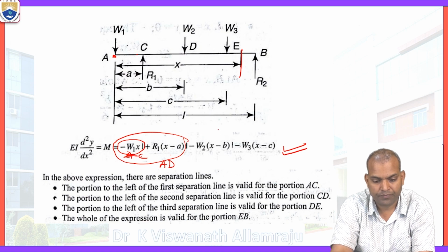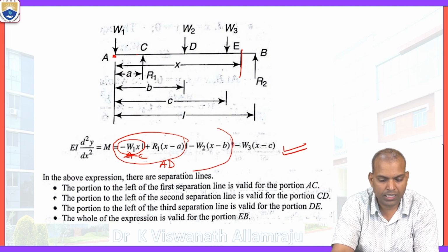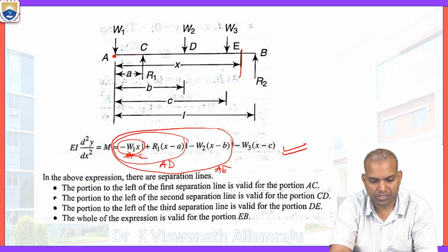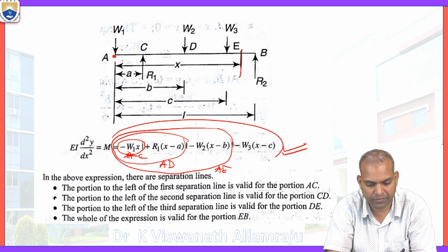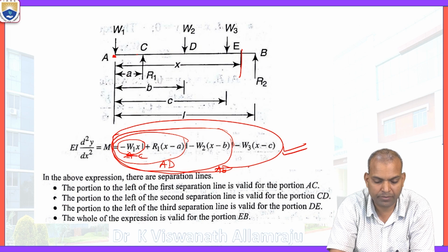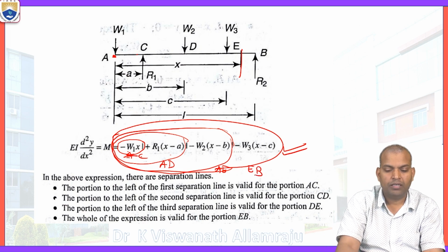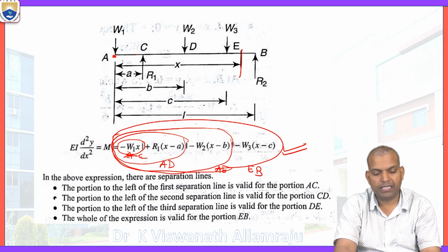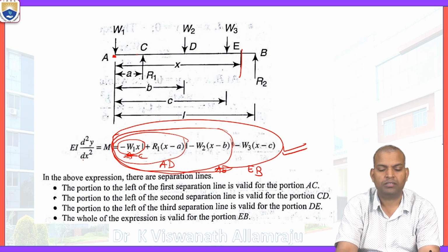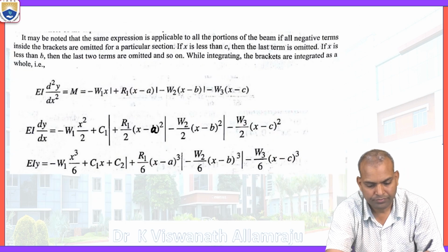Now up to AE, we have to consider this much portion, three portions. Between that, if you want to derive the slope and deflections, the complete equation is required if you want the slope and deflection between the portion EB. While integrating the first time, we have to add the constant of integration only to the first portion. Let us begin.